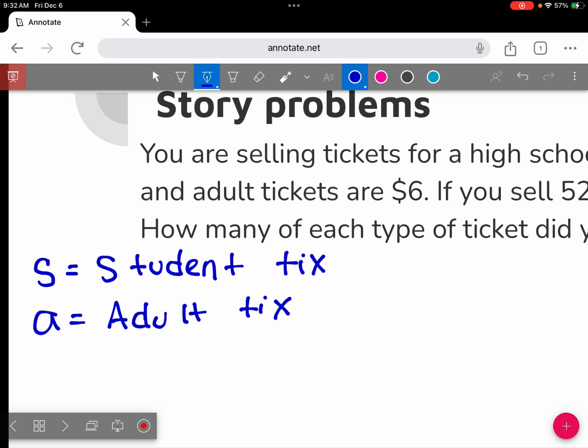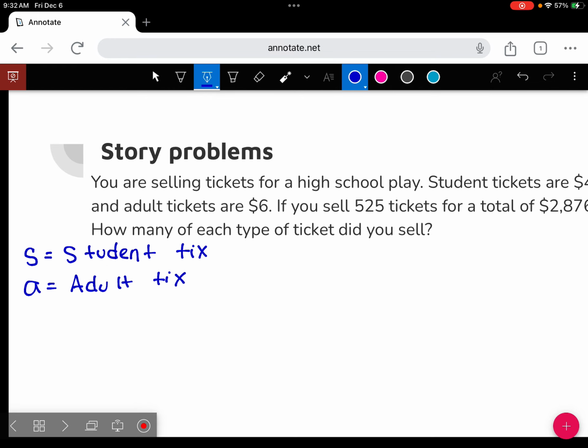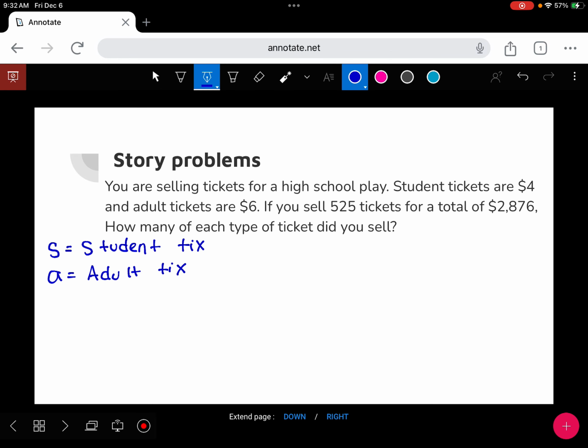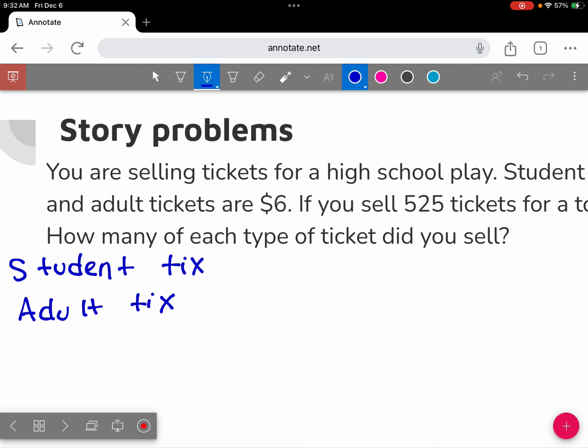So we're starting by setting our variables. Then what can we do? Yeah, I know how many total tickets we had. We sold some number of student tickets. We called that S. We sold some number of adult tickets. We call that A. And if we combine them together, that's when we get our 525 tickets. What else do we know?